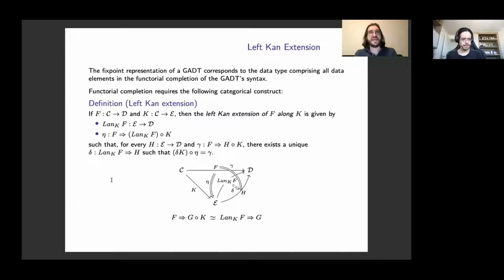Minimal choice means that given other such functor and natural transformation, H and gamma, there will be a unique natural transformation, delta, making the natural transformations eta and gamma commute. This is a so-called universal property. Equivalently, the left Kan extension is the unique up-to-isomorphism functor such that there is a bijection between natural transformations to the composition of G and K and natural transformations from the left Kan extension.